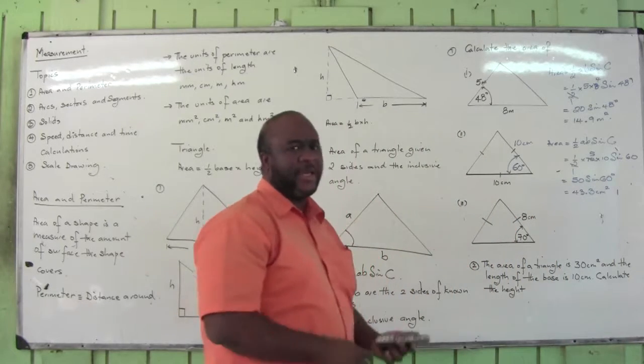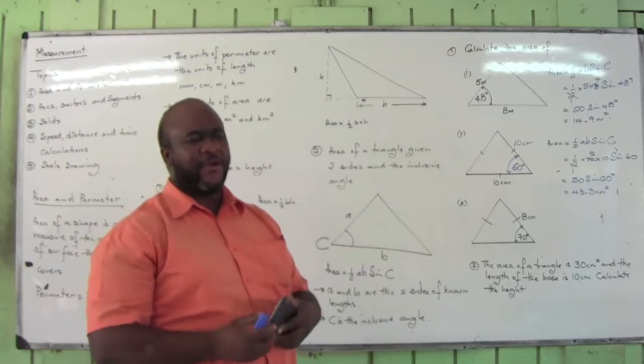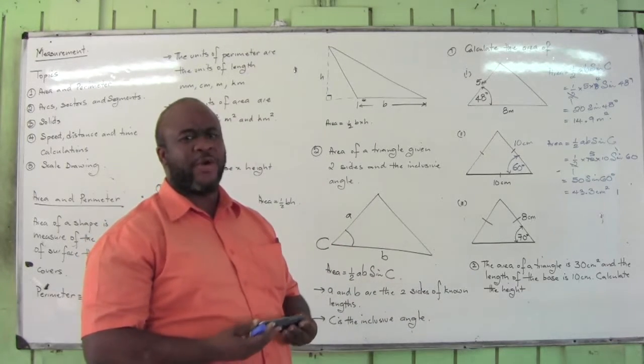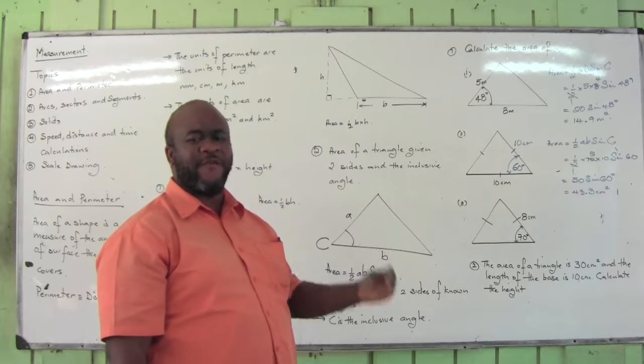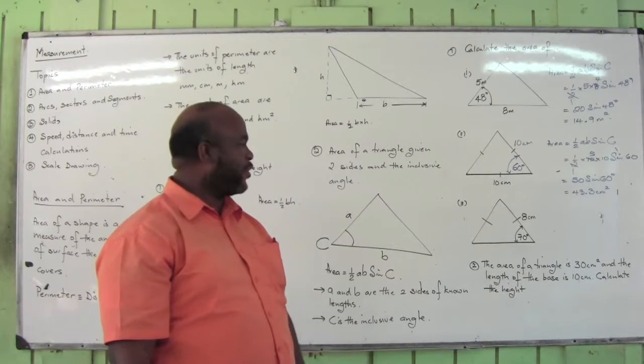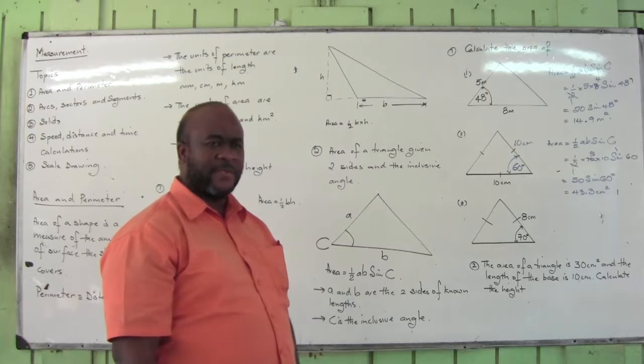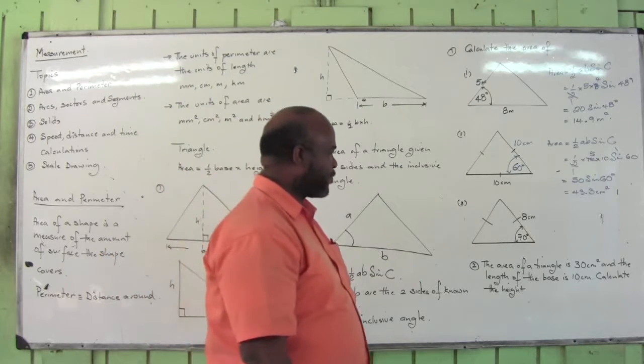Ladies and gentlemen, the area is always unit square, because whenever you find area, it always involves multiplying two lengths with the same unit. Let's have a look at number 3.